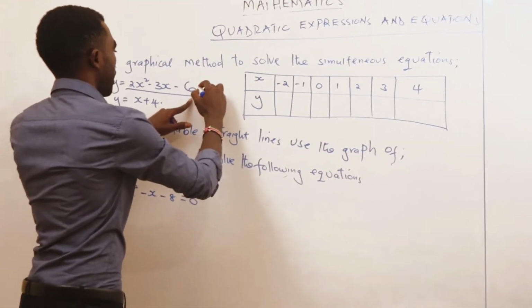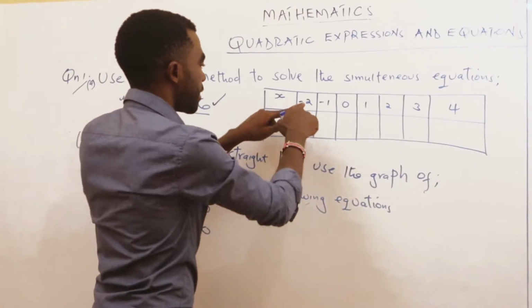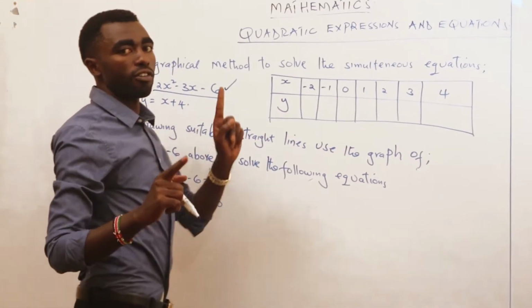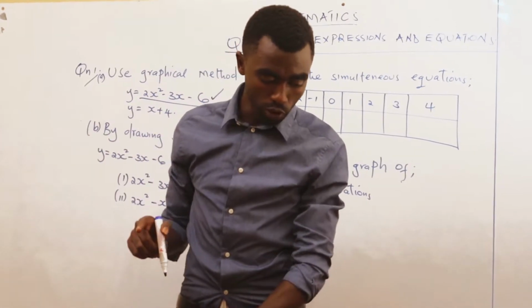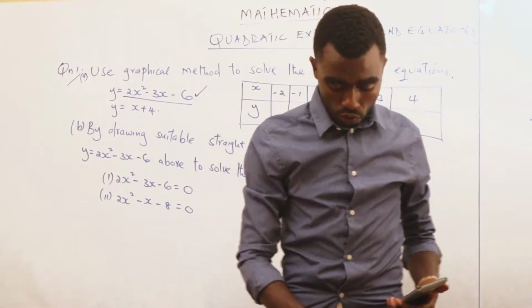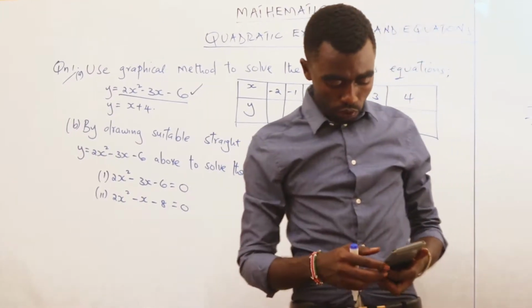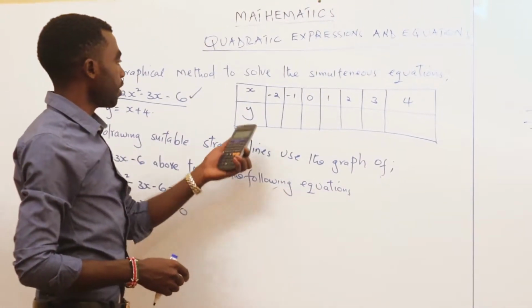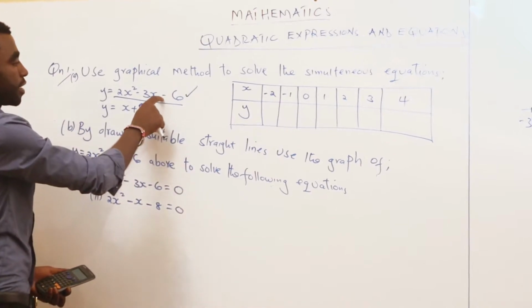Now we have to use our calculator. Then we compute, when x is negative 2, what will be the value of the corresponding y? So pick your calculators, let's feed these values together. When x is negative 2, what will be y? So we are going to plot this curve here.